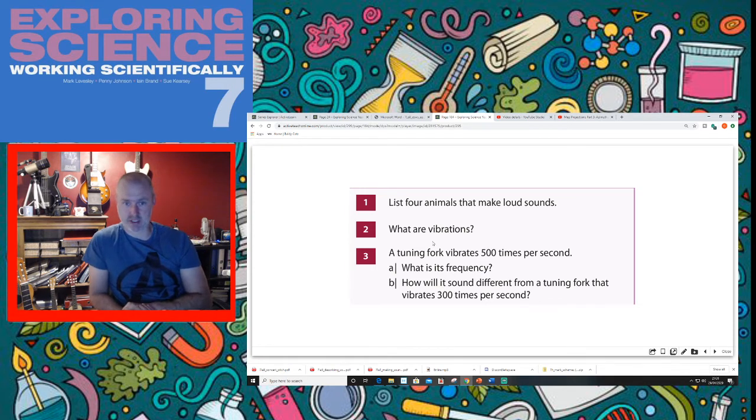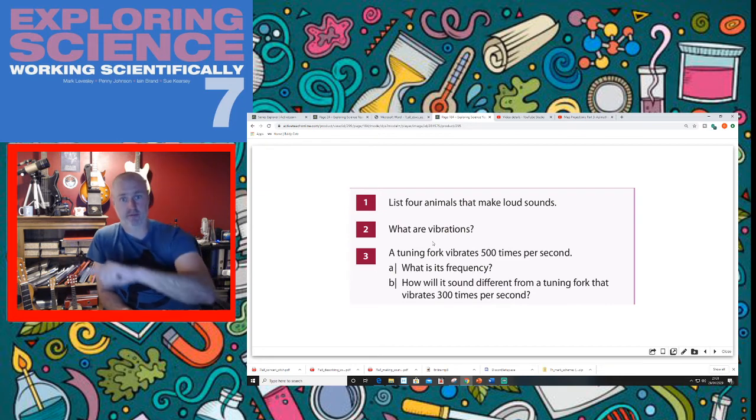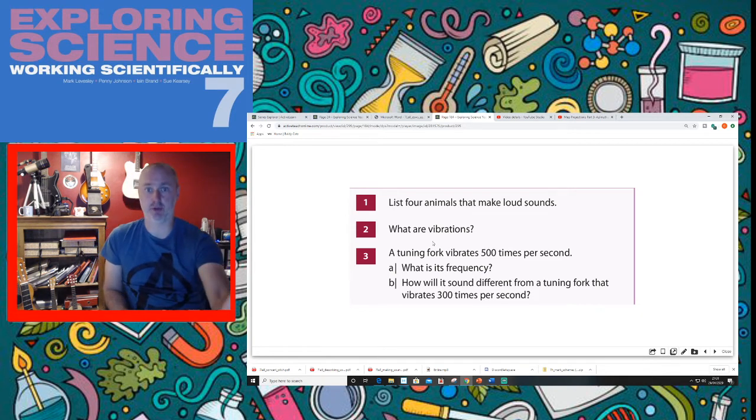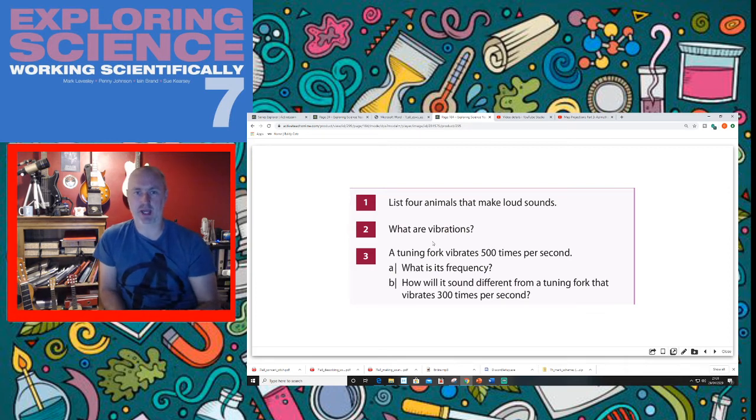Yeah, that's it, essentially. Question 3 is an interesting one. A tuning fork vibrates 500 times a second. What is its frequency? Well, its frequency is going to be 500 hertz. But I'm going to give you an equation that we are going to use going forward for that. How do I calculate the frequency if, for example, it said 500 times in 10 seconds and not per second? I'd need some kind of way of working it out.